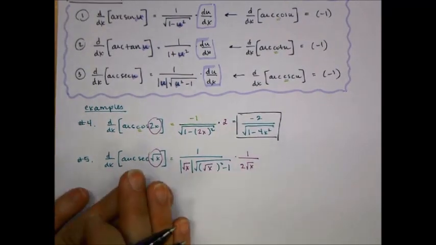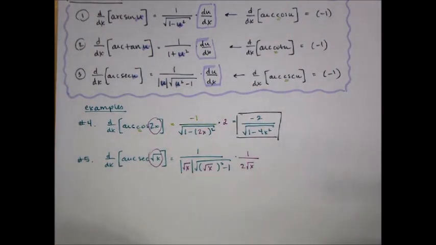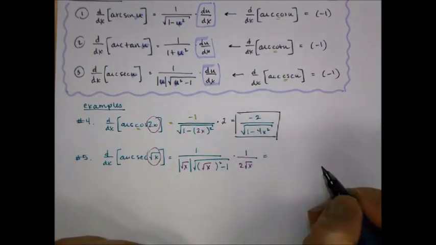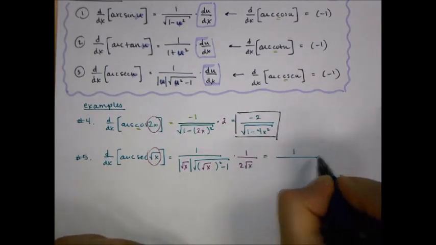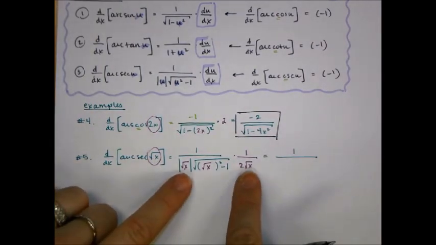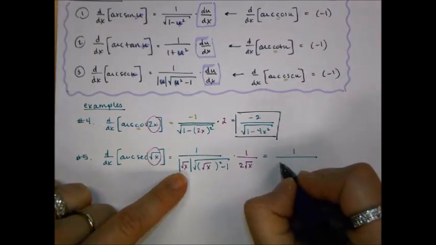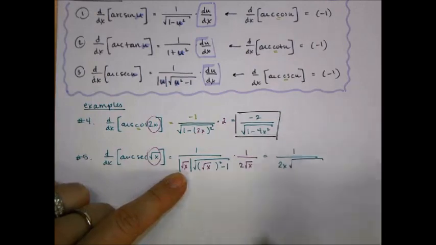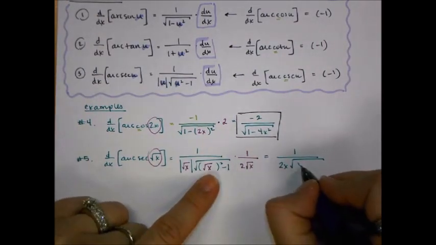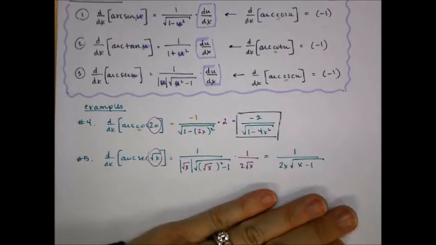So then we just want to simplify. So we have 1 over, so this is going to be 2 times x. Root x times root x is just going to give us x. And inside we have x minus 1. And so there's our final simplified answer.